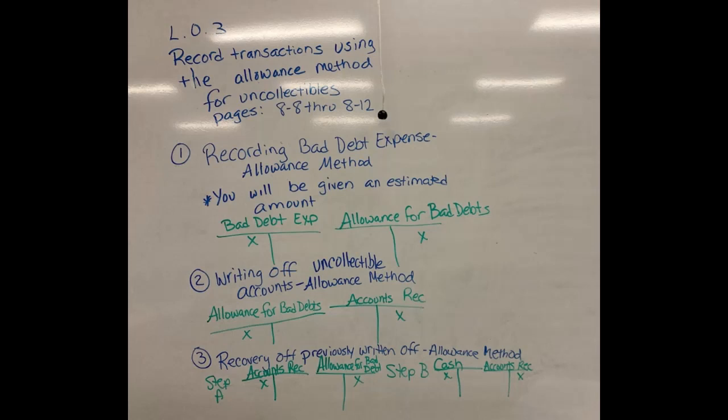Then we need to record the cash just like we did in the previous learning objective to say that we got the money in the end. So we're going to debit cash and credit the accounts receivable. It's a 2-step process, and both steps need to be done in transaction 3.